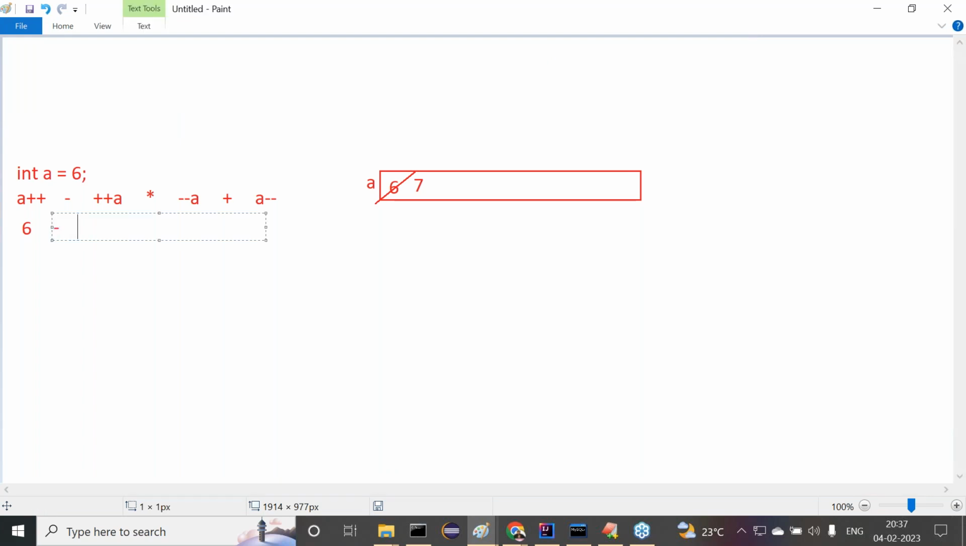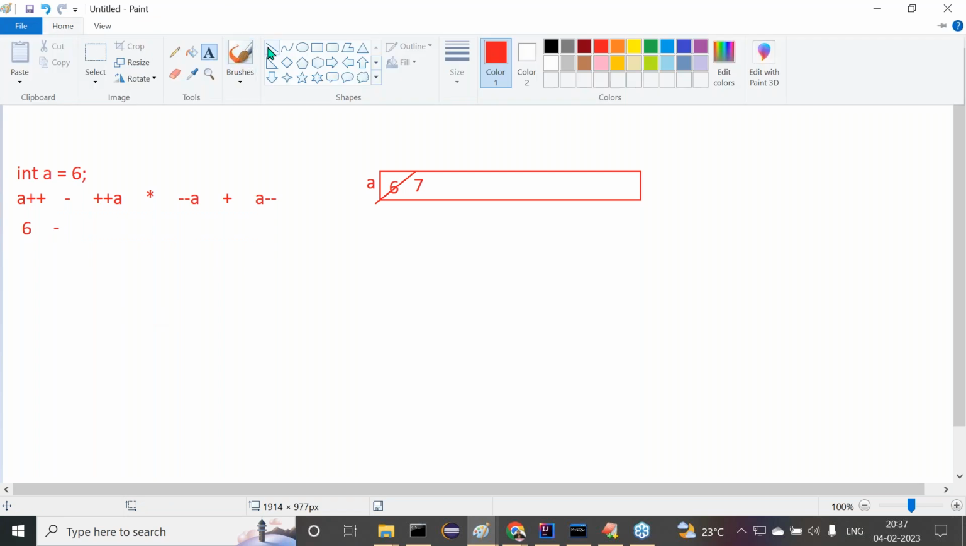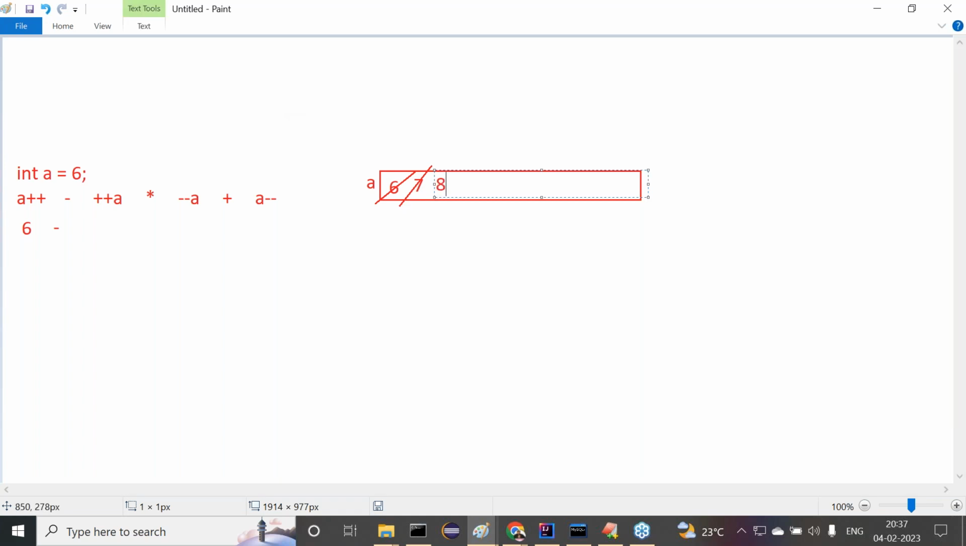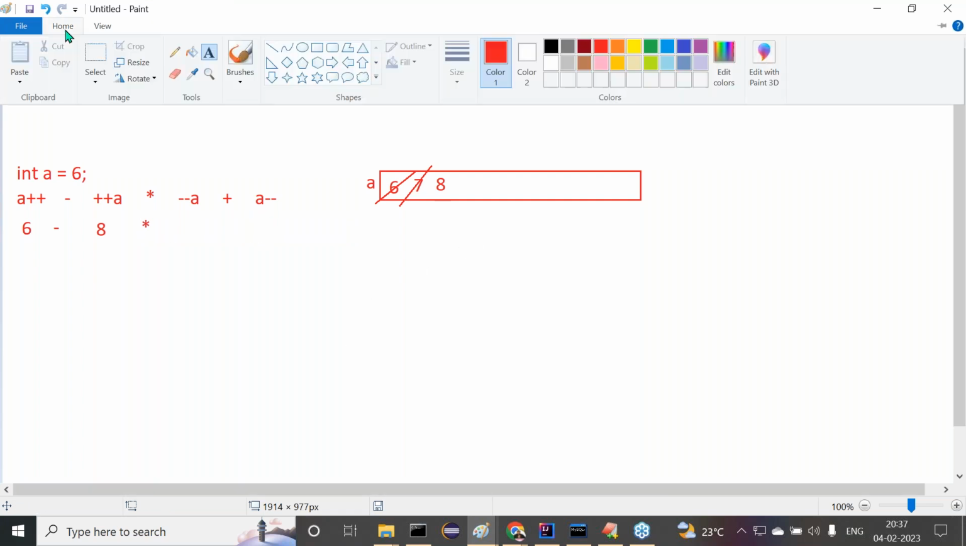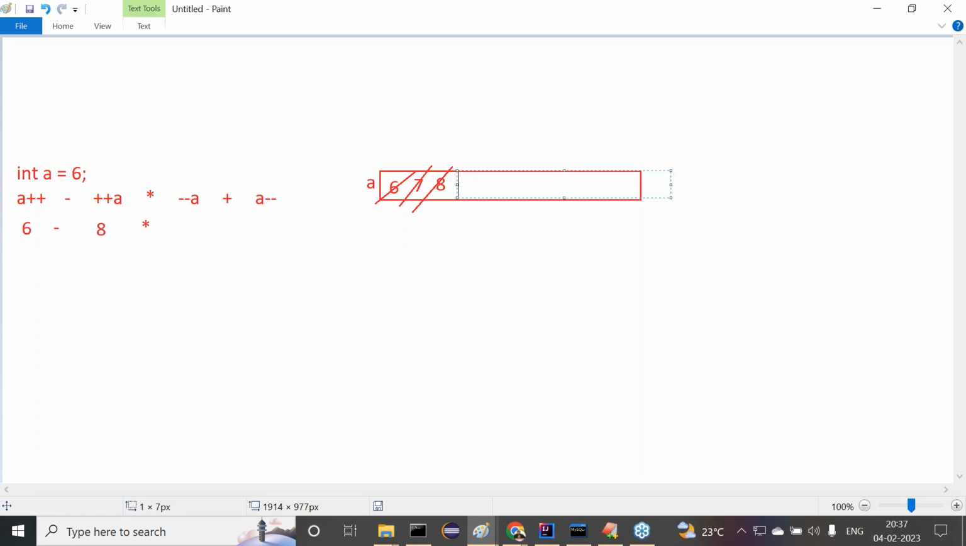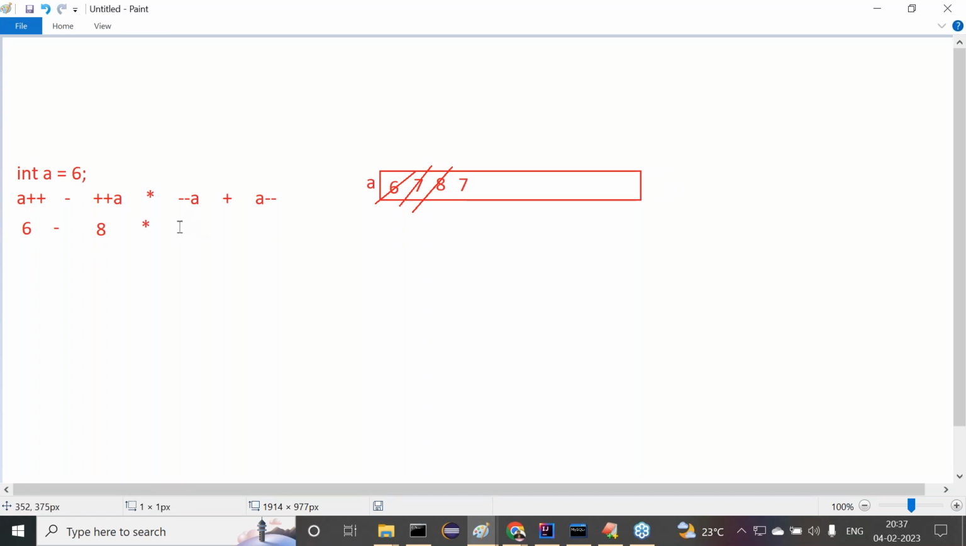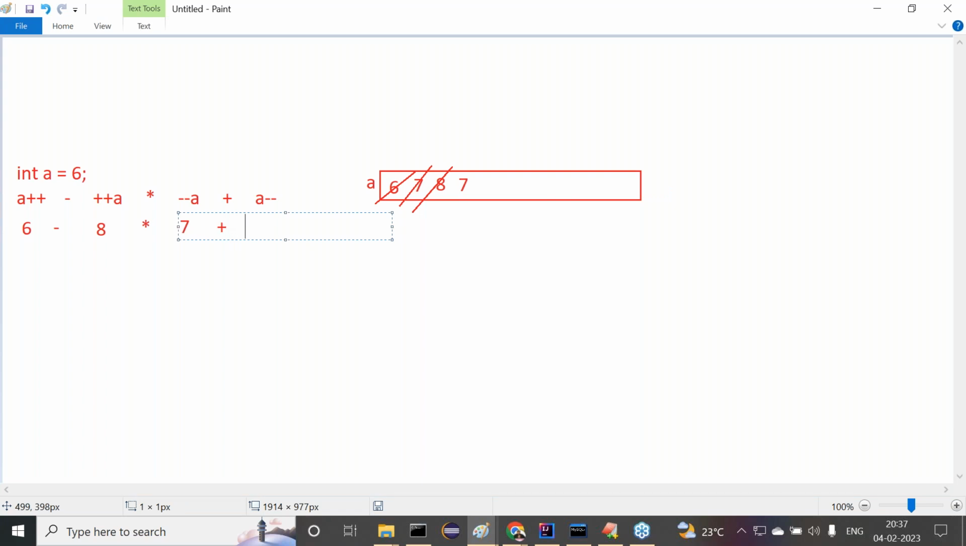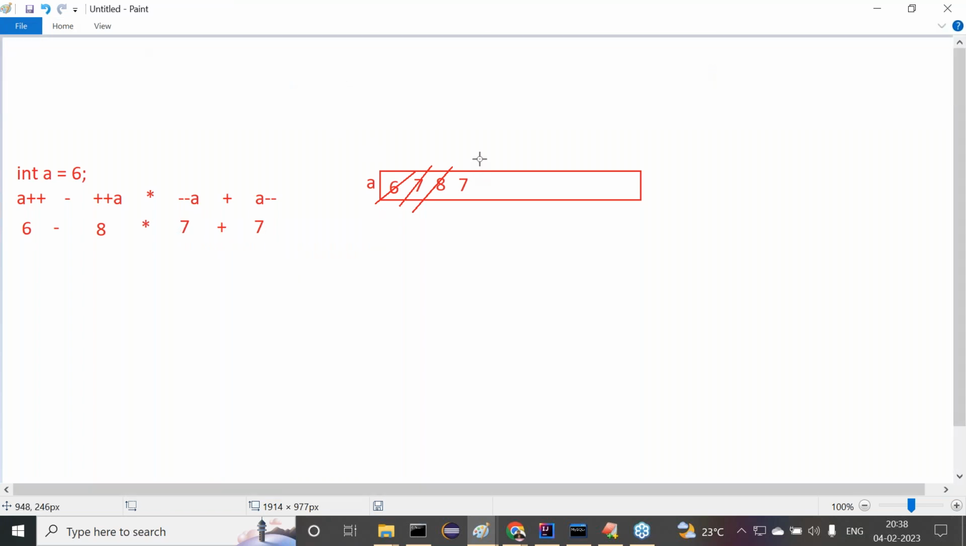Next is minus plus plus a, which is pre-increment, so the 7 is incremented by 1 and we get 8. The next one, after the star, is minus minus a, pre-decrement, so the present a value 8 is decremented by 1, giving 7, and this 7 participates in the expression. Next is plus a minus minus: the current a value participates, but in memory a is decremented by 1, so the value becomes 6.